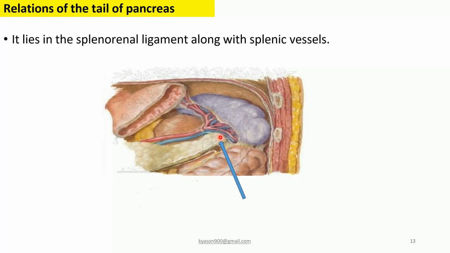Also we have to appreciate that the tail is the part of the pancreas that has abundant islets of Langerhans. If it is injured in a patient who is undergoing splenectomy, obviously the chance of diabetes mellitus occurring in this patient is very, very high, because the tail is that part of the pancreas that has abundant islets of Langerhans. So it's going to be close to the hilum of the spleen, or the mouth of the spleen, to say.